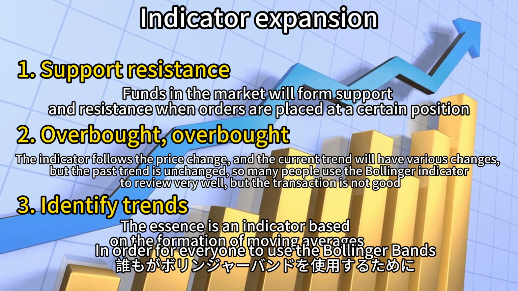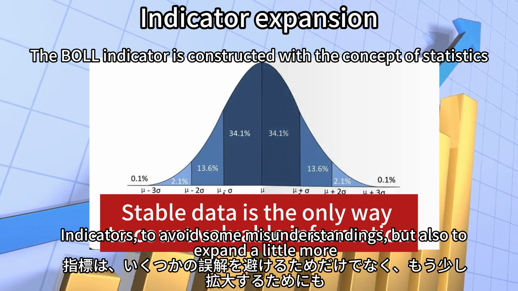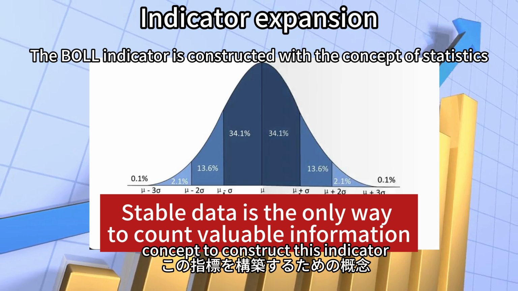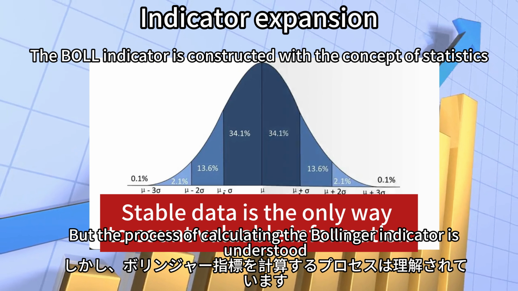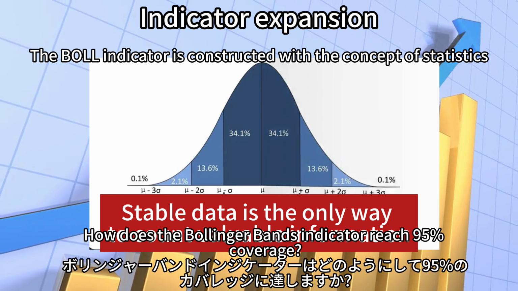In order for everyone to use the Bollinger Bands indicator, to avoid some misunderstandings, but also to expand a little more. The idea of the Bollinger Bands indicator is good and makes use of the statistical normal distribution concept to construct this indicator. 95% of the market will be inside the Bollinger Bands. But the process of calculating the Bollinger indicator is understood. What were we able to find? How does the Bollinger Bands indicator reach 95% coverage?